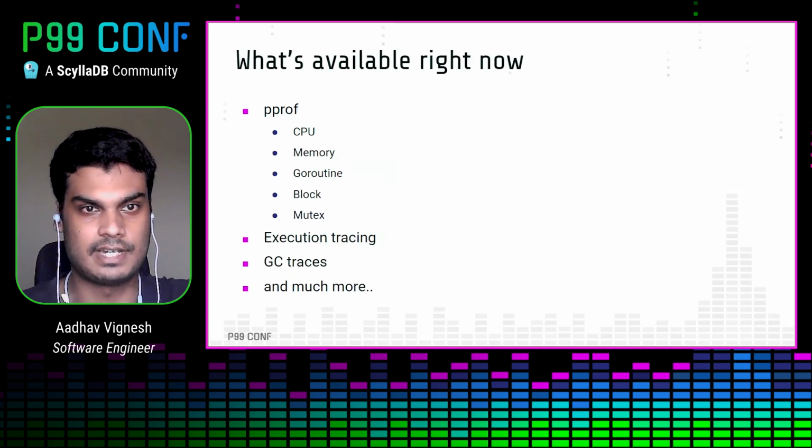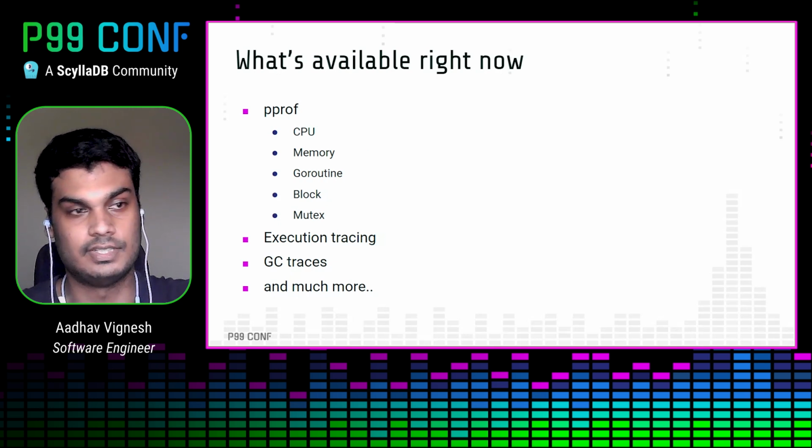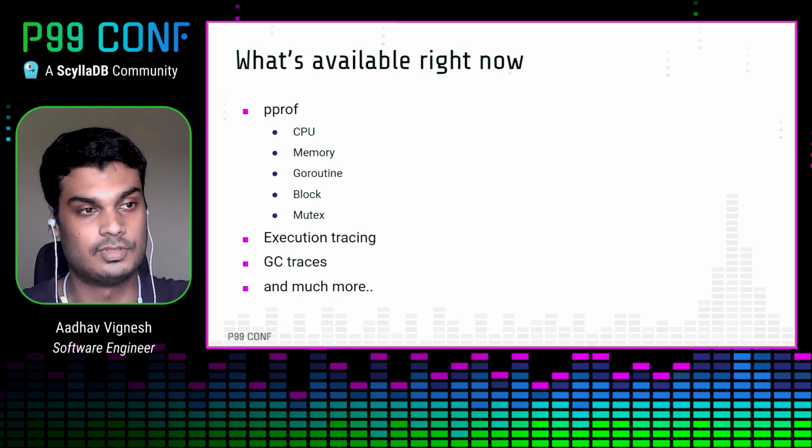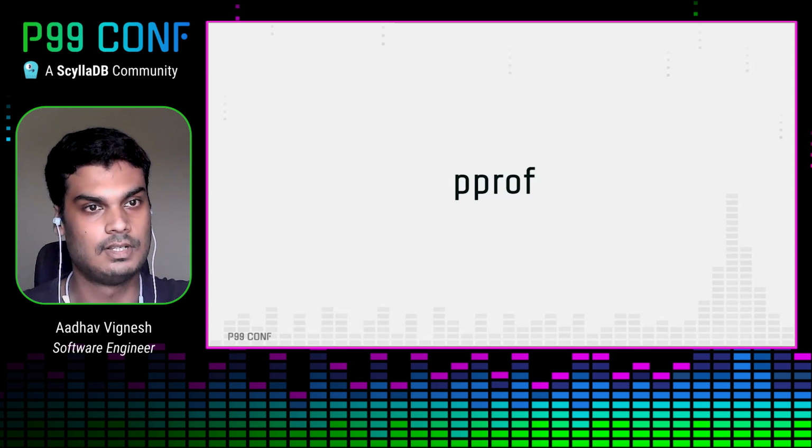Right now, we have a great set of tooling that could help us in observing the runtime, including pprof, execution tracer, GC traces, and a few more tools, which I'll be covering in the later slides. But let's start out with pprof first. Pprof has 5 profiles: a CPU profile, a memory profile, a goroutine profile, a block profile, and a mutex profile.